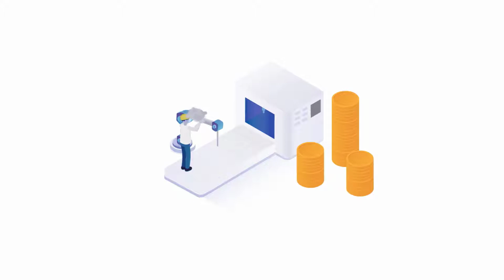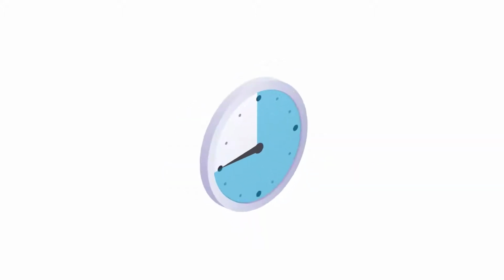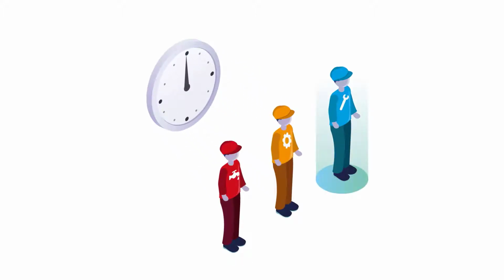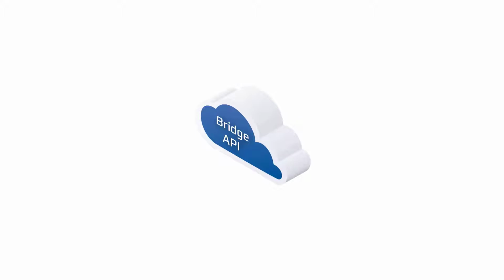Or in other words, the company has lost a lot of money due to the long time it took to fix the defect. What if you could decrease the response time drastically and get the right people for the job involved instantaneously? This is where ForceBridge API comes into play.